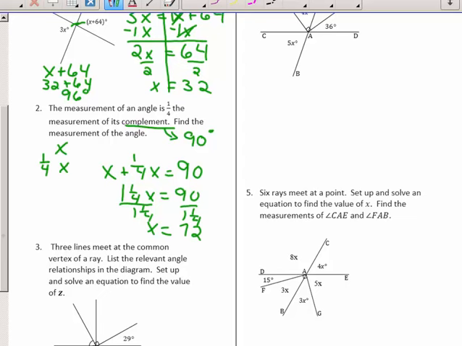It says find the measurement of the angle. So the angle is 72. I would always go ahead and maybe do the other one too. So if I do 1/4 x, sorry, I'm reading so small, that would give me 18, and I need degree symbols there.